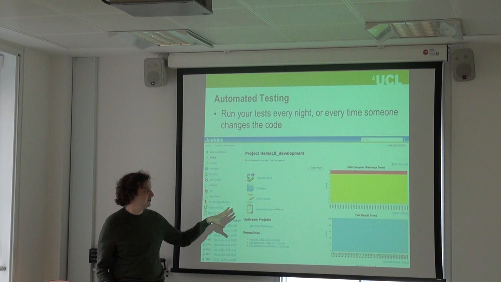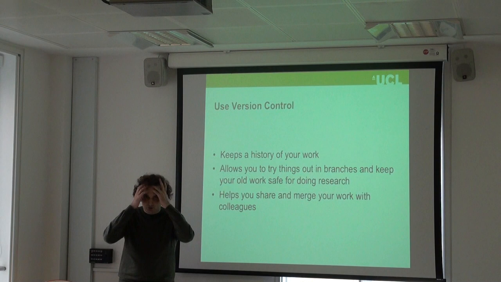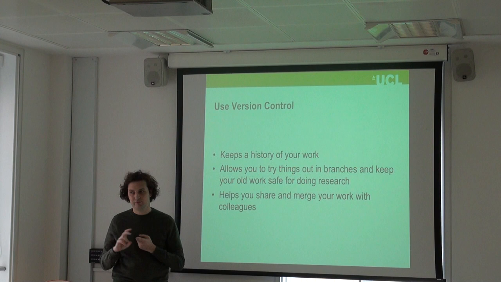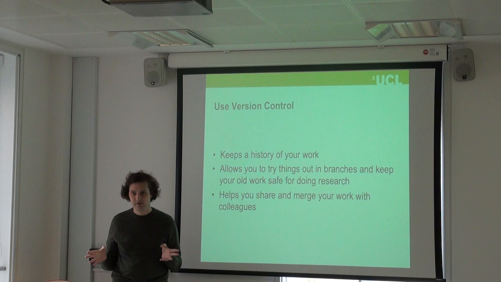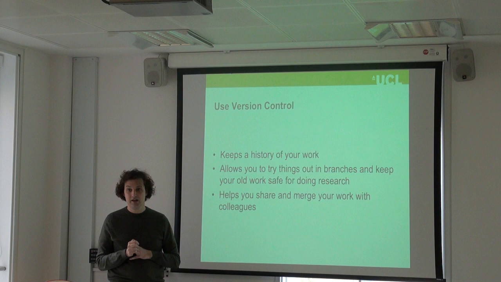Tip 3: use version control. Lots of you probably have bits of code sitting in folders on your computers with version 1, version 2, version 3, with differently named folders. Stop doing that. Use Git or Subversion or Mercurial to have that automatically. Then you can type a command and it'll go back to a particular version. It also helps you share and merge your work with your colleagues.